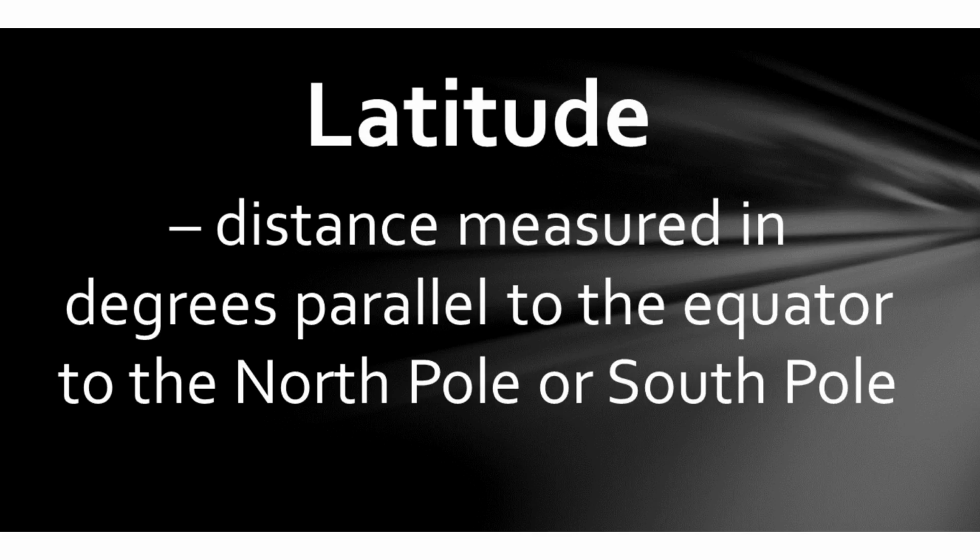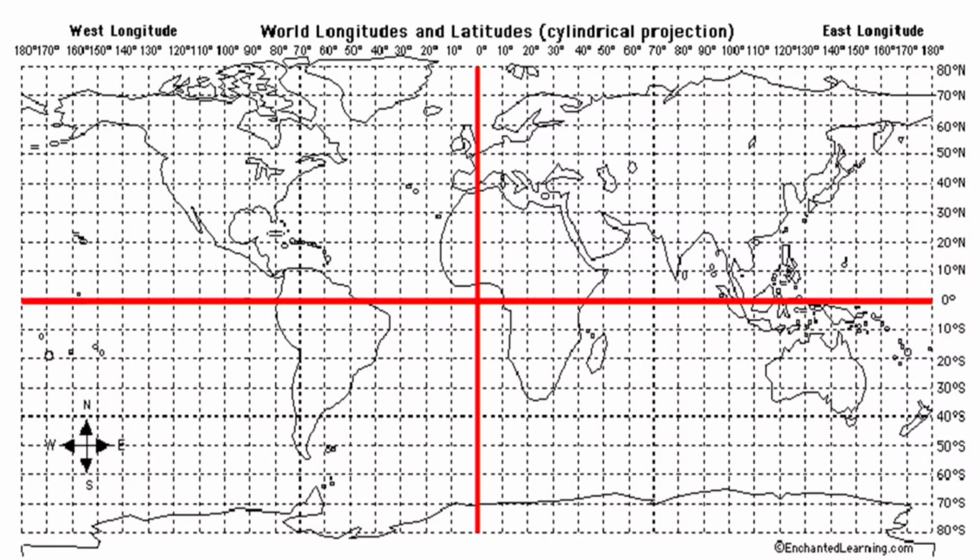The distance measured in degrees parallel to the equator to the North or South Pole is called latitude. The measurement of latitude starts from the equator as 0 degrees. From the equator, the North Pole is at 90 degrees north latitude and the South Pole is at 90 degrees south latitude. A line connecting all points on the Earth with the same latitude forms a circle parallel to the equator. This circle of latitude forms a parallel of latitude. On the globe, the parallels of latitude are usually drawn 15 degrees apart.